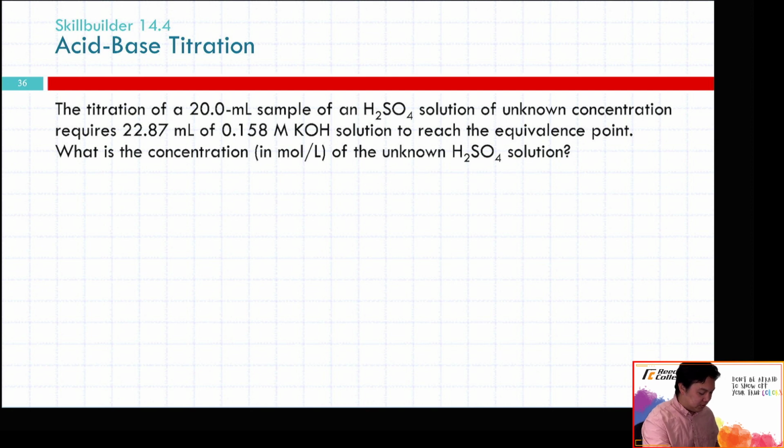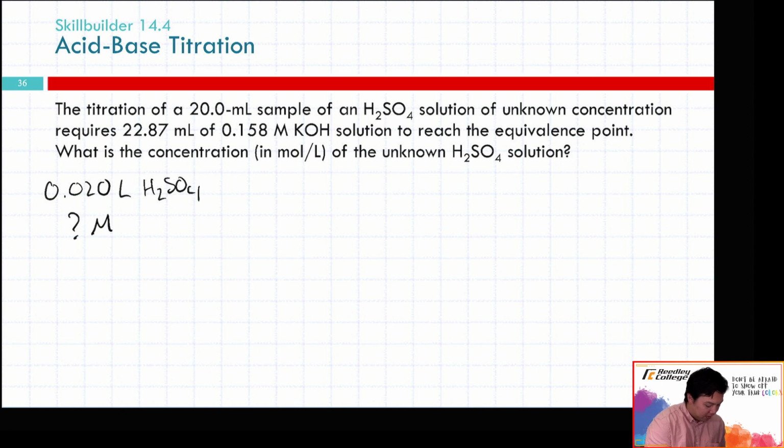So let's say we've got this solution. We're doing a titration of a 20 mL sample of H2SO4, sulfuric acid, of unknown concentration. I always like to write these things out. If we've got a 20 mL sample, I know me, I will forget to convert it later. We want to be working with liters. So we have 0.020 liters H2SO4, unknown molarity.